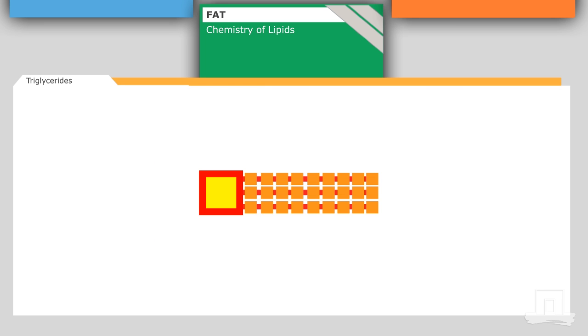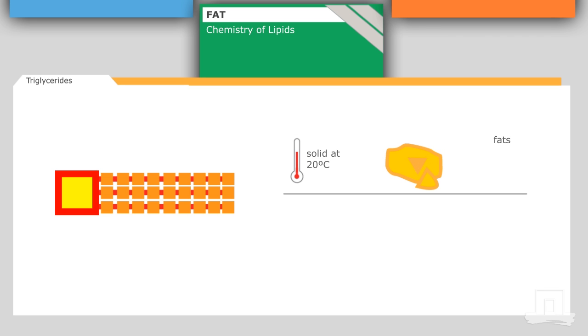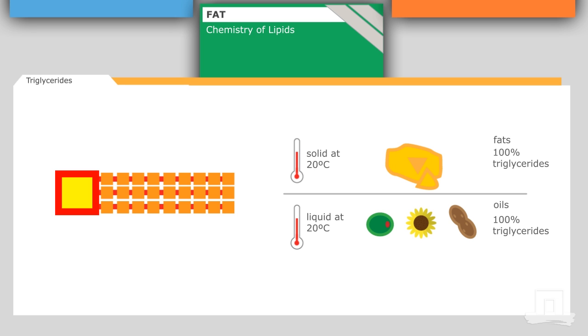Now, triglycerides consist of three fatty acids linked via a glycerol molecule. Triglycerides are also referred to as triacylglycerols. It's actually the same molecule. Triglycerides are fats if they're solid at room temperature and oils if they're liquid at room temperature. And the vegetable oils such as sunflower oil, olive oil, or peanut oil entirely consist of triglycerides. They're 100% triglycerides or 100% fat.